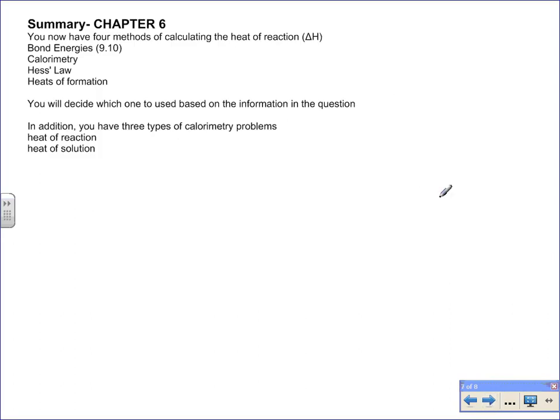What we've done is we've accomplished studying chapter 6, and we've looked at finding delta H in 4 different ways. So we've looked at bond energies, calorimetry, Hess's law, and heats of formation. For calorimetry, we broke out into 2 different types. We had heats of reaction and heats of solution, or heat of dissolving. At this stage, we're going to pause in our topic of thermochemistry and we're going to discuss kinetics. And so it's really important that you apply yourself and do the practice that you need on this topic because it is going to be important later on when we revisit thermochemistry.